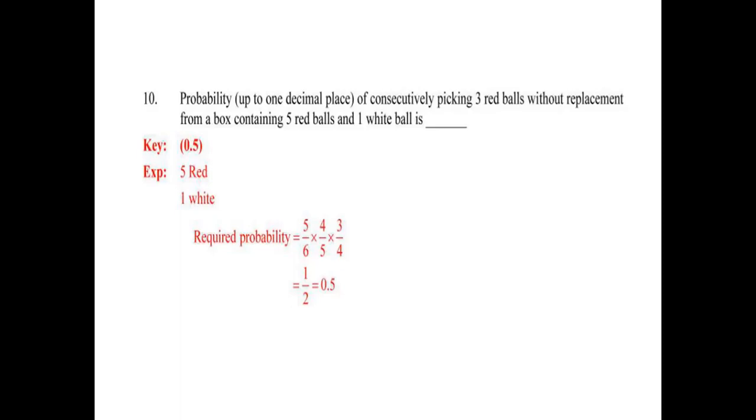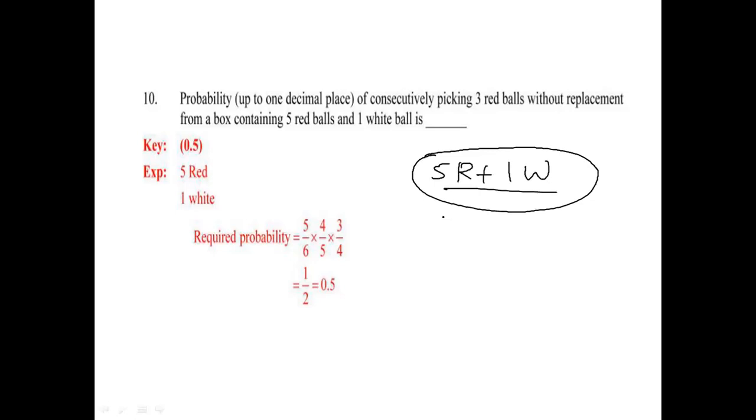Probability of consecutively picking 3 red balls without replacement from a box containing 5 red and 1 white ball. So these are really interesting problems. There is a box which contains 5 red plus 1 white. These are the 6 balls. And without replacement, with replacement, these are the 2 categories. Here it is without replacement. So initially there are 6, and we have to find the probability that all 3 balls are red. So 5 red balls are there.